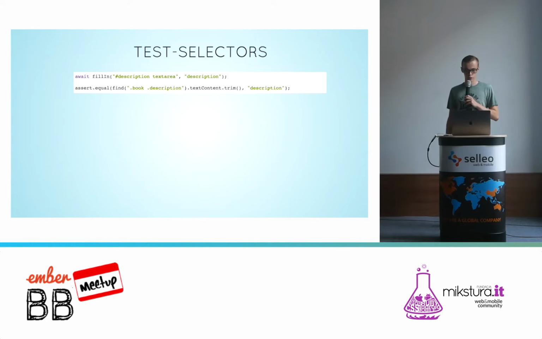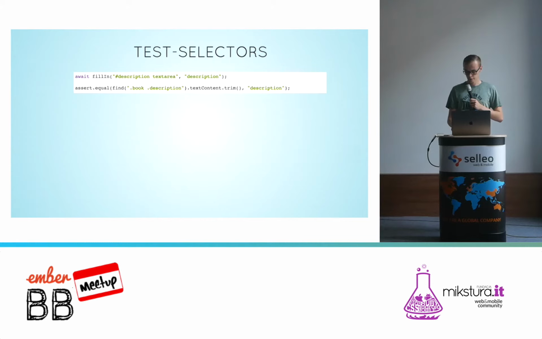And another one is test selectors. As you probably saw on my previous slides, I use a lot of selectors based on CSS classes, like here. But what will happen when we change this book class, for example, to item? The test will fail, but our business logic is the same, and this visual change shouldn't affect our test at all.